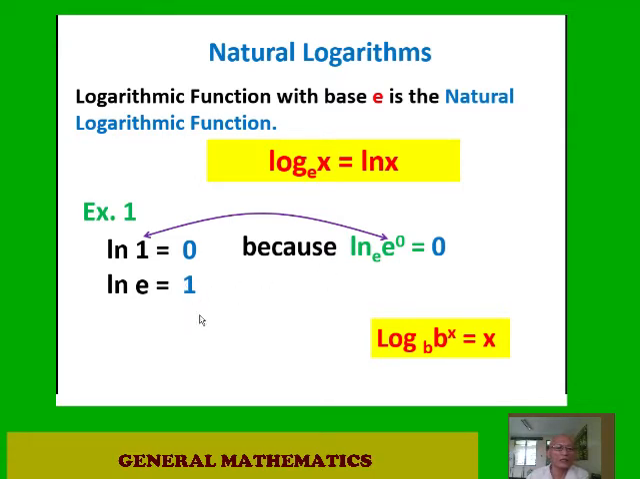Ln of e is equal to 1. This is because we can write this fully as ln of e. e is e to the 1 as its equivalent, and ln has its base e. So they have the same base. The value of this logarithm is equal to the exponent 1.